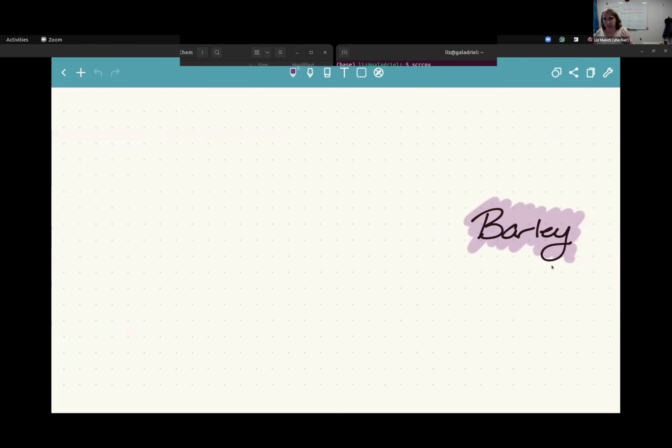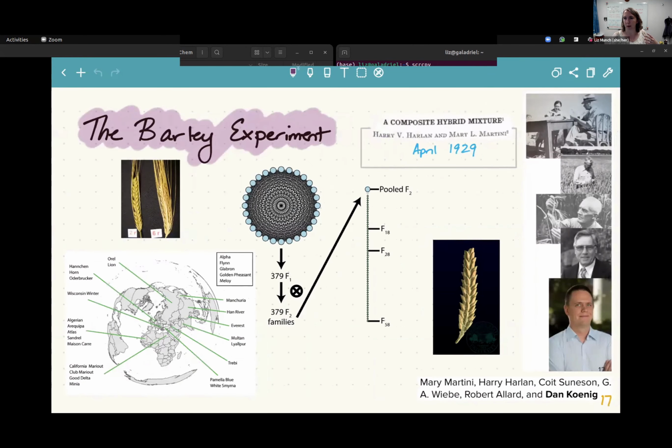Okay, so that's a lot of building up what it is that we're doing. So let's talk about how we can use this on something. And so we're going to focus on this application to barley.